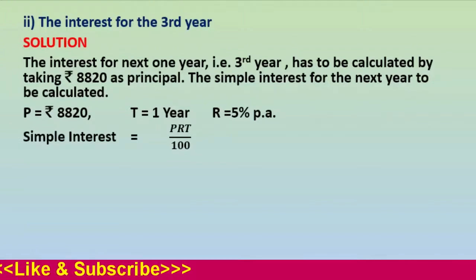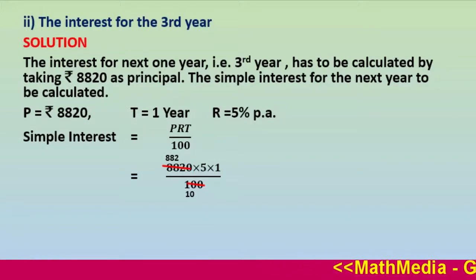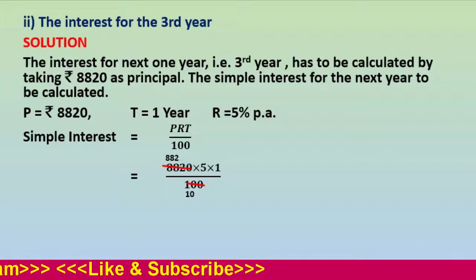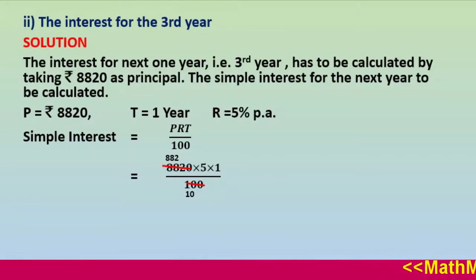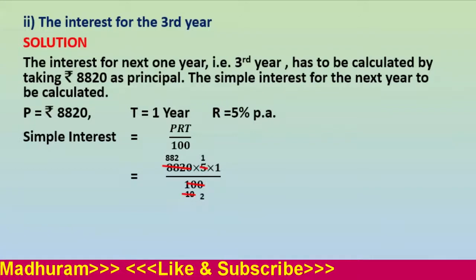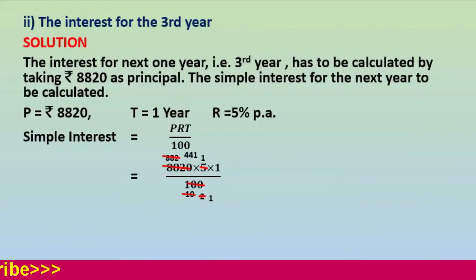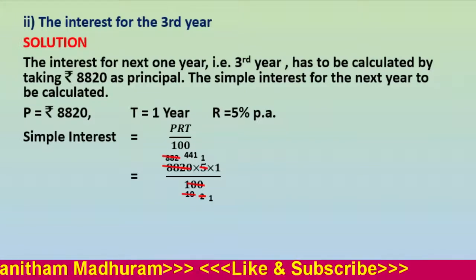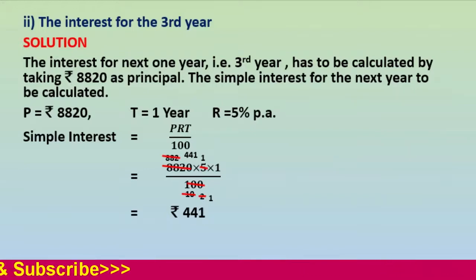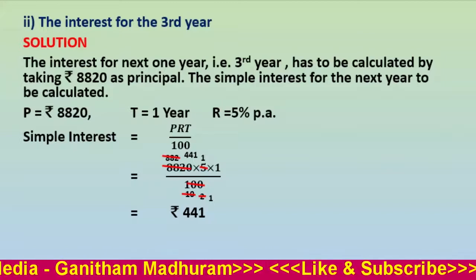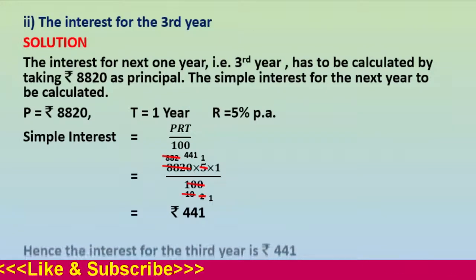Simple interest formula is PRT upon 100. Substitute the value over there. We get 8,820 multiplied by 5 into 1 whole divided by 100. While cancelling 0, we get 882 into 5 into 1 upon 10. 10 and 5 can be cancelled. We get 1 in the numerator, 2 in the denominator. Again 882 and 2 can be cancelled. We get in the numerator 441 and denominator 1. So the simple interest is rupees 441. This is what they asked to find out. The second part of the question is interest for the third year, that we found rupees 441.